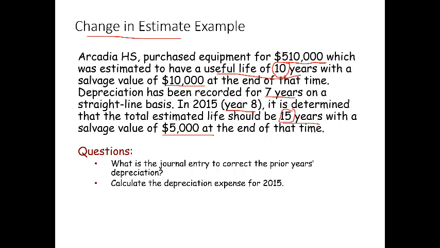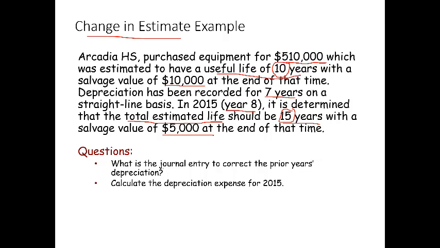So if you get a problem like this, make sure that you know what life they're talking about. In this, they're talking about the total estimated life. You could have a change in estimate, and it could be about the remaining estimated life. That's something totally different. If the remaining estimated life was 15 years, there's 15 more years after 7. This is the total estimated life, so there's 8 more years after 7 years. Anyway, that'll come up in a second.